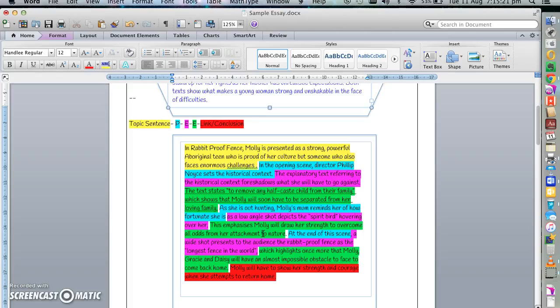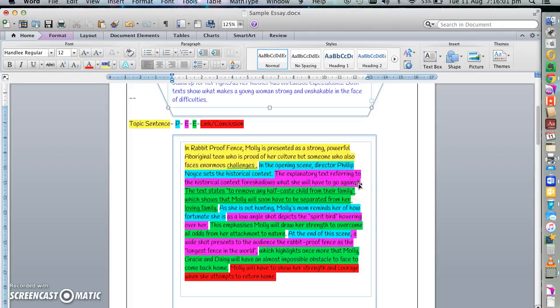First paragraph, it says, in Rabbit Proof Fence, Molly is presented as a strong, powerful Aboriginal teen who is proud of her culture, but someone who also faces enormous challenges. So straight away, I link to my first text, and in my first paragraph, I refer to the opening scene. In the opening scene, director Phillip Noyce sets the historical context. As you can see, that's my first point, looking back at the structure of PEEL. Then I give my example. The explanatory text referring to the historical context foreshadows what she will have to go against.